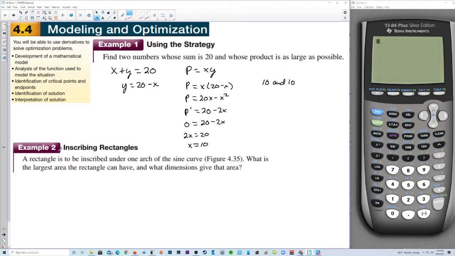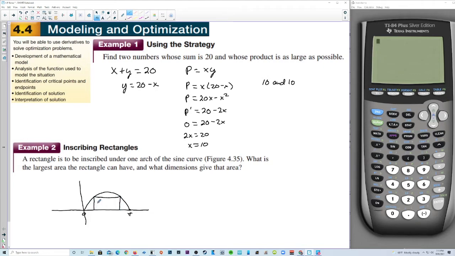Example 2, inscribing rectangles. A rectangle is to be inscribed under one arch of the sine curve. What is the largest area the rectangle can have, and what dimensions give that area? Let's draw one arch of sine. And sine, one arch, goes from 0, and then sine is 0 again at pi. So this is 0, and this is pi. And we're going to inscribe a rectangle underneath that arch.